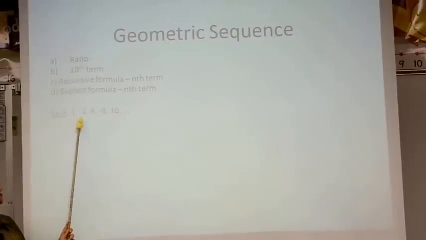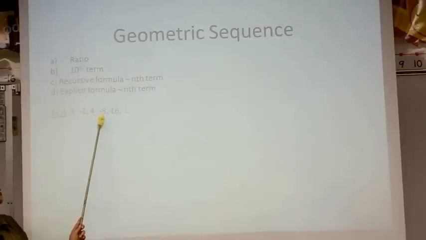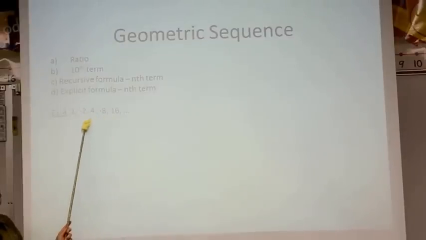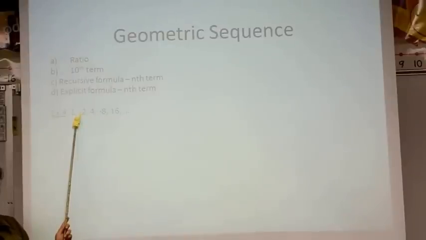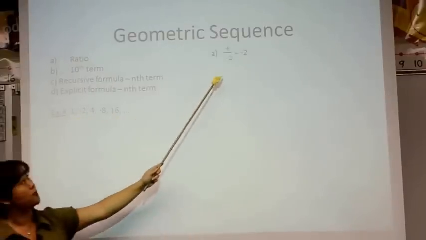It's 1, negative 2, 4, negative 8, and positive 16. So what is the pattern that I either multiply or divide by to get to the next number? Well, let's see. I usually just go with a number and just divide it out right there just to see what that looks like. So in this case, if I do 4 divided by negative 2, that gives me negative 2. Okay? So negative 2 is what I'm saying is the pattern.